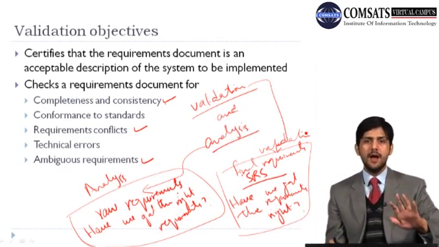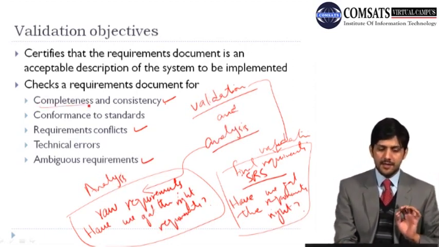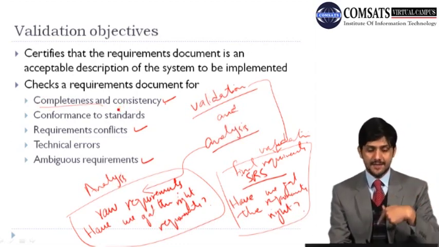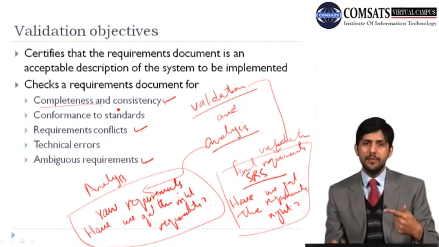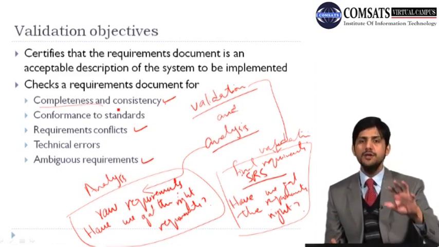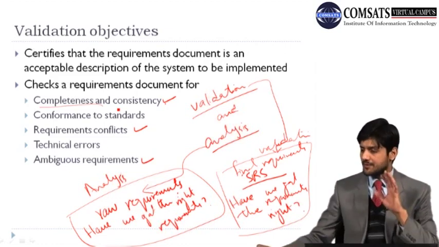Validation stands apart from analysis, so do not get confused by these three terms. When we do validation, we check the document for completeness and consistency, we check the document for any sort of conflicts, and we check the document for any ambiguous requirements. There are two other things obviously, but do not get confused by this. So we do validation to determine whether we have got the requirements right or not.